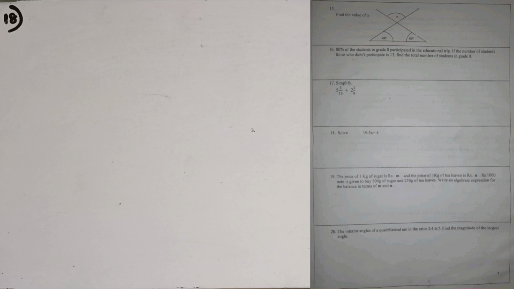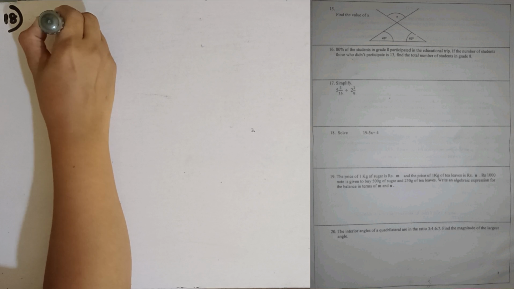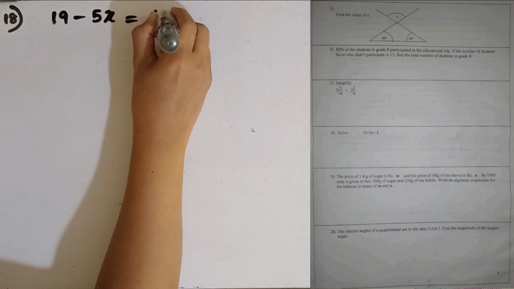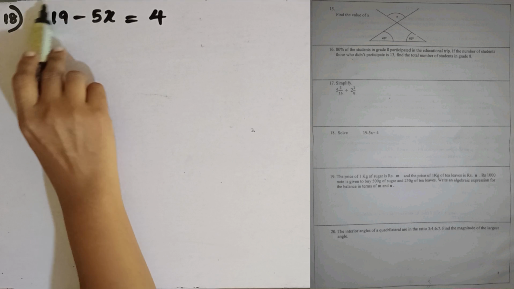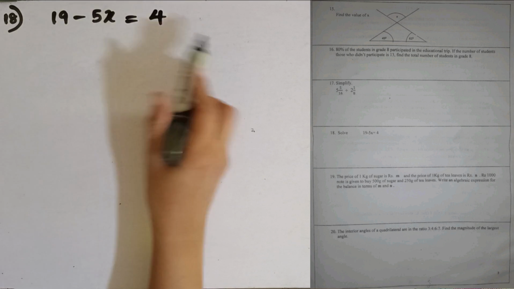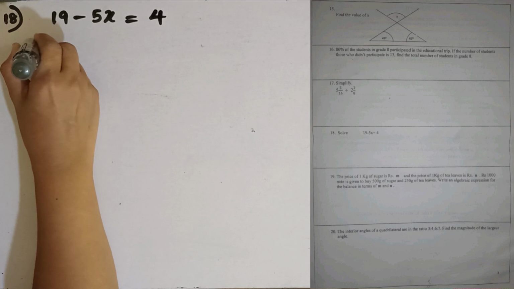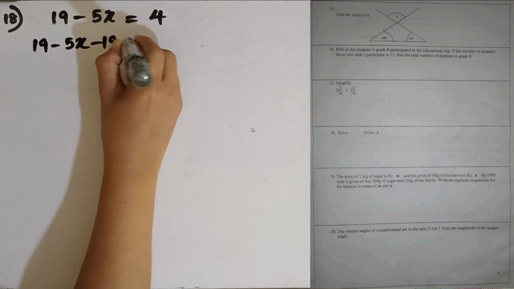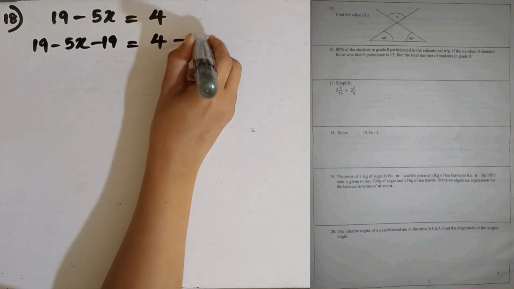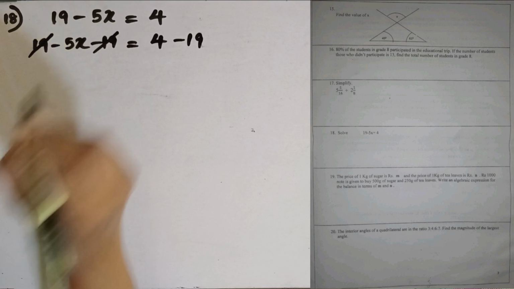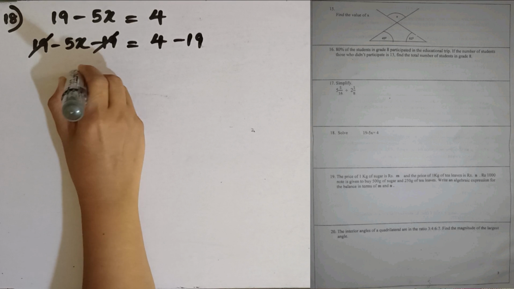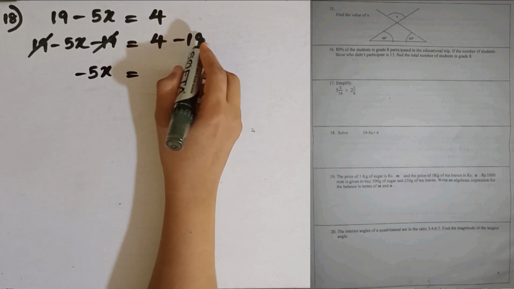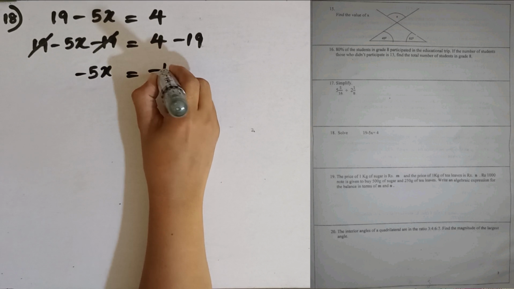Question number 18. We are given this to solve. 19 minus 5x is equal to 4. First we can remove this plus 19. For that we have to subtract 19 from both sides. 19 minus 5x minus 19 is equal to 4 minus 19. Plus 19 and minus 19 can be cancelled. Then minus 5x is remaining here, equal to minus 15.